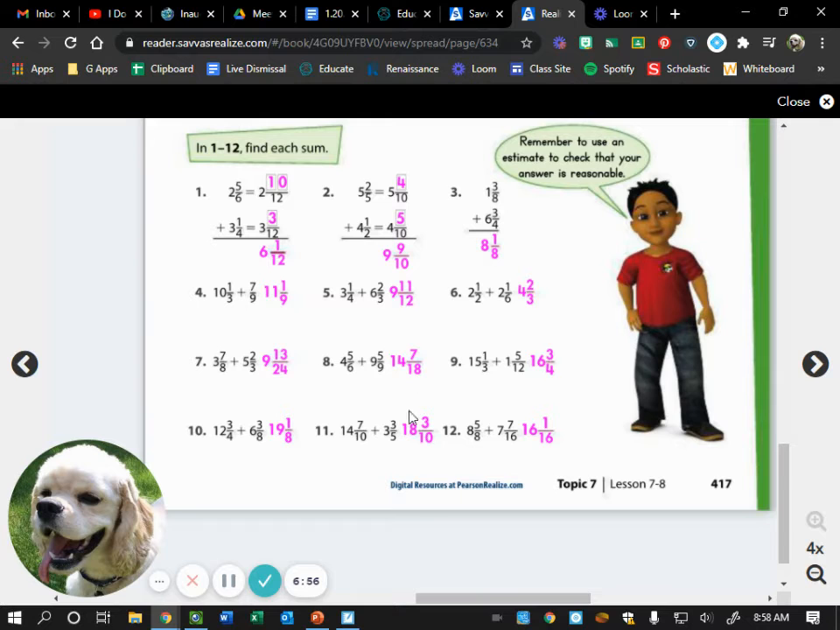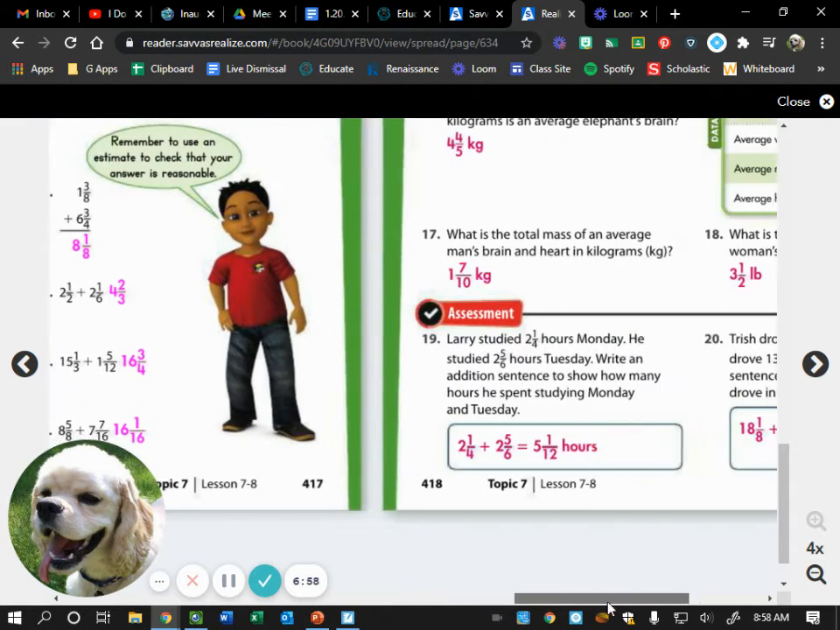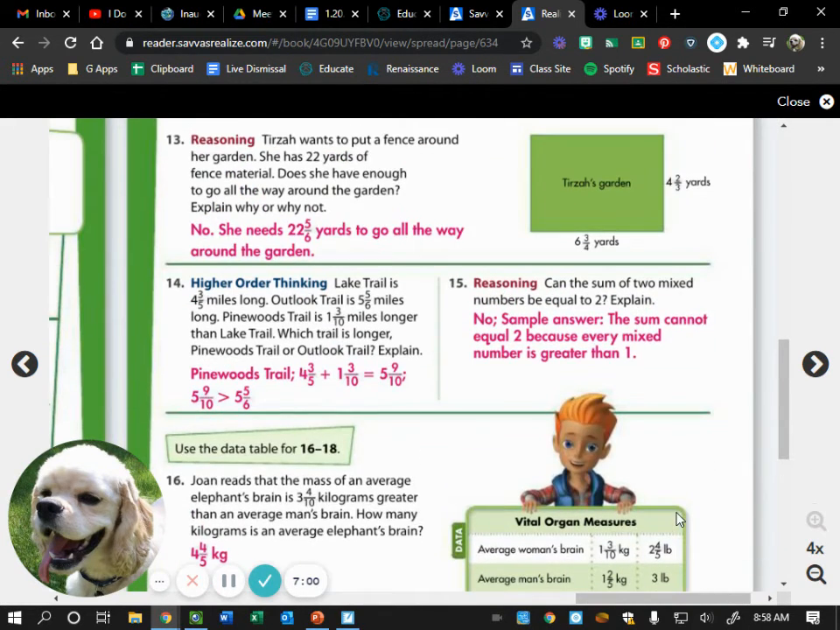Okay. All right. Now let's look at page 418. So 418, we had 2 questions. We had 13 and 19. 13 was a little tricky. For 13, it said that Teresa wants to put a fence around her garden. She has 22 yards of fence material. Does she have enough to go all the way around her garden? Explain why or why not.